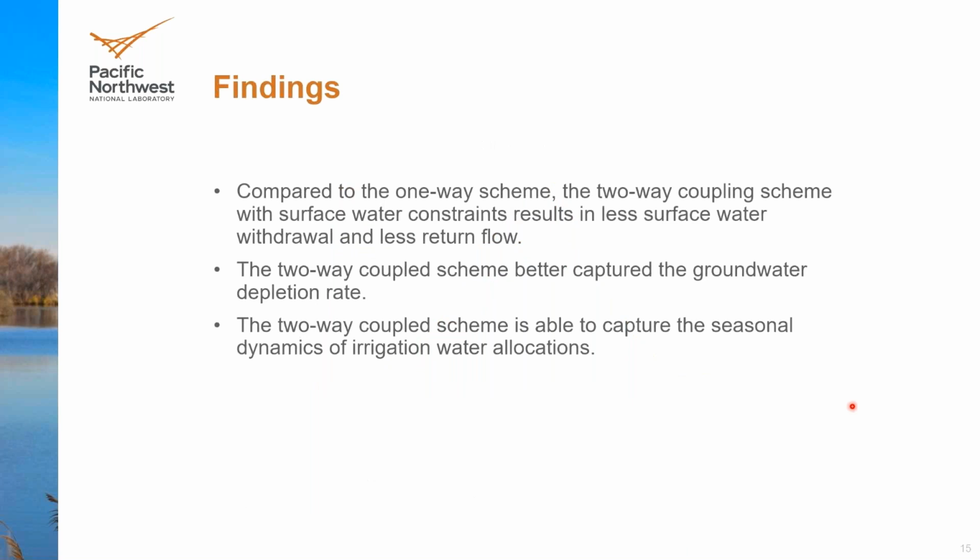So here I wanted to summarize some of the findings. In the paper, we have more figures and results, but here I'm just highlighting a few of them. Compared to the one-way scheme, the two-way coupled scheme with surface water constraint results in less surface water withdrawal and less return flow. It also gives a better GRACE estimation, and the two-way coupled scheme is also able to capture the seasonal dynamics in terms of the water allocations.